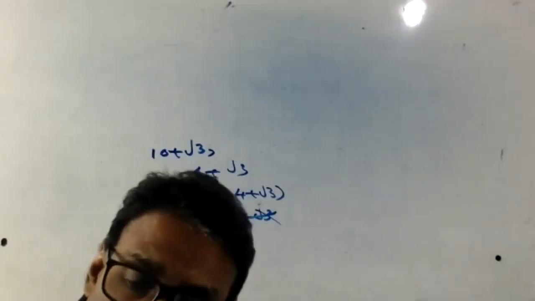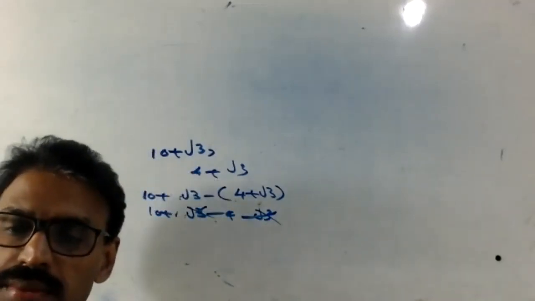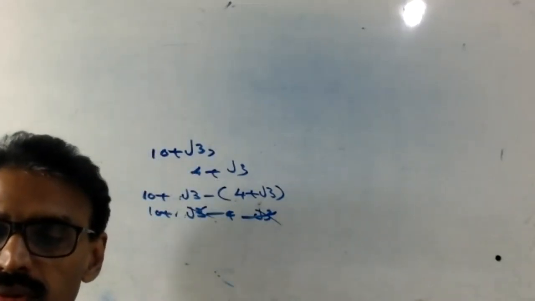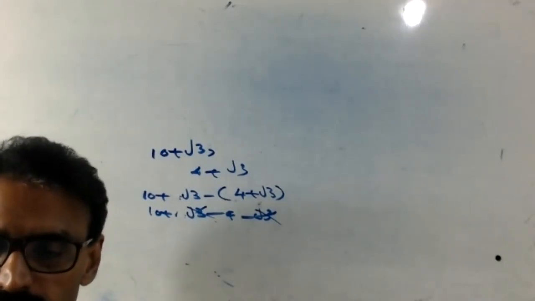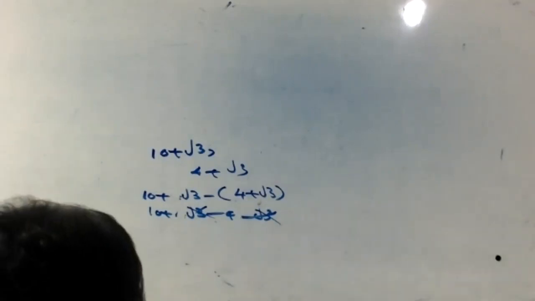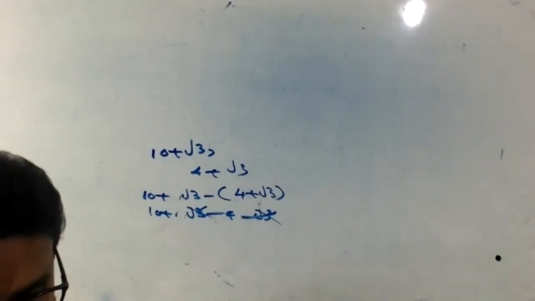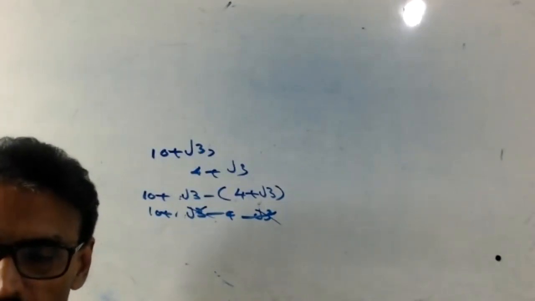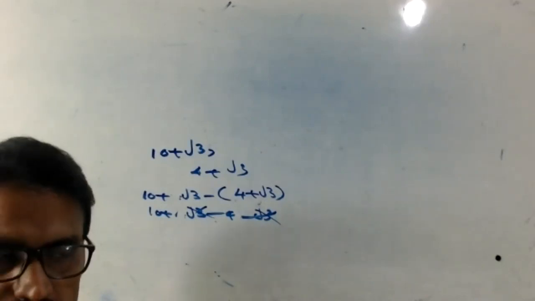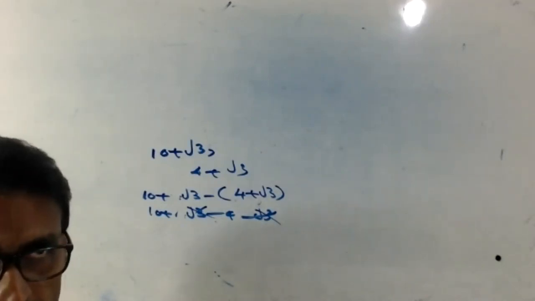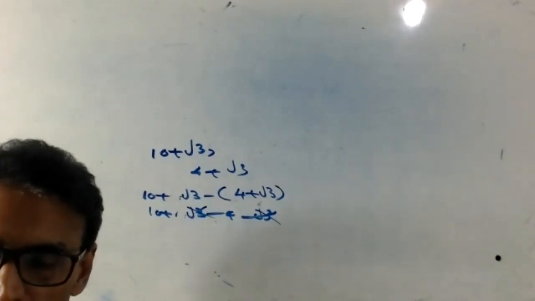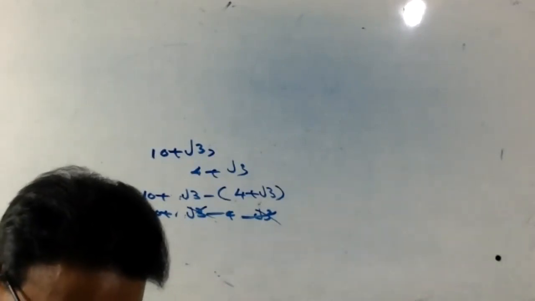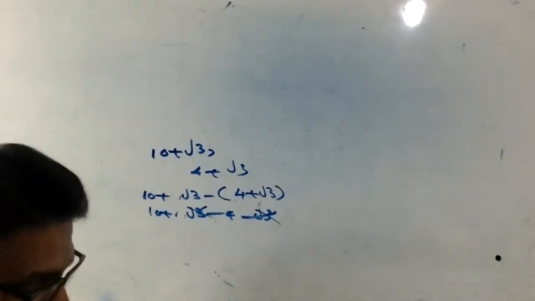Any example you can write. Like 2 plus root 3, comma, 5 plus root 3, or 7 plus root 10, comma, root 10. Correct or no? 7 plus root 10, comma, root 10. Subtracting it will go. Okay. Next one.